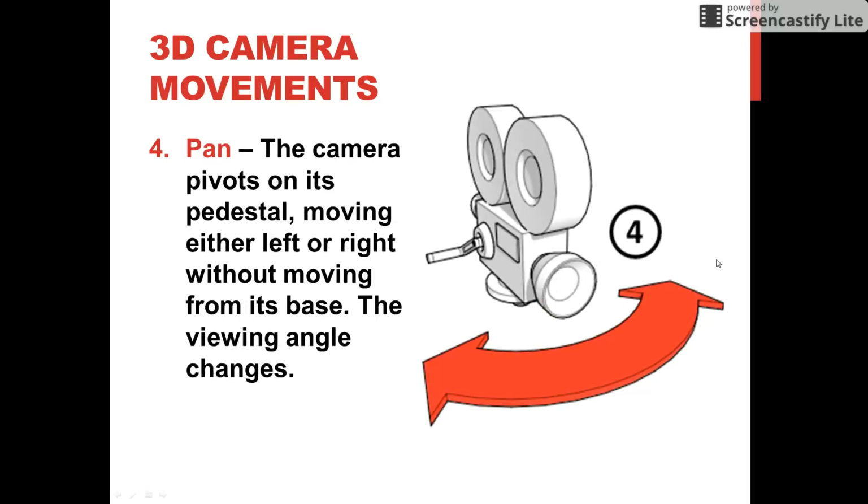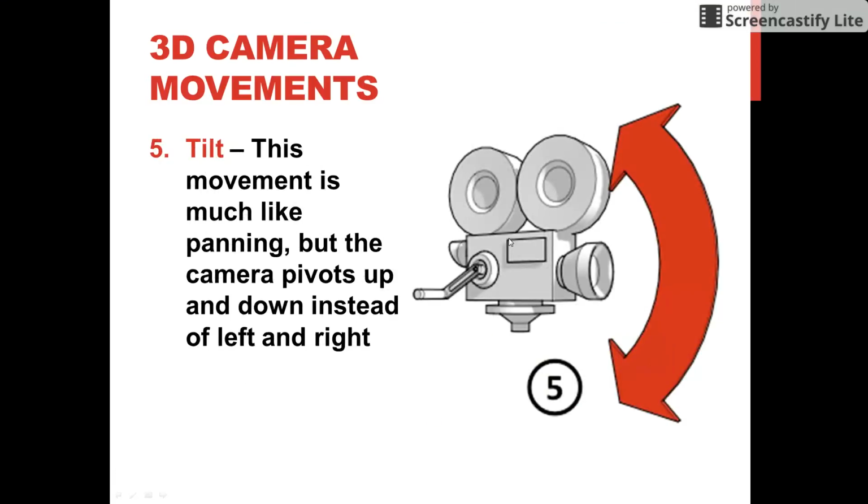Pan. This is to pivot the camera on its pedestal, moving either left or right without moving from its base. So this is what changes the camera angle. Tilt. This is much like pan, where the camera is pivoted in one spot, but instead of moving left and right, it would move up or down.